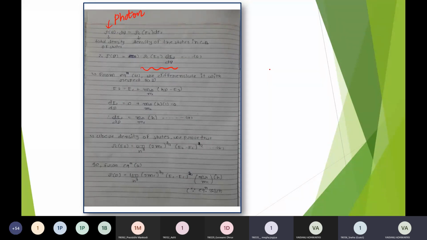Above density of states, we prove that rho c of E2 is equal to 4 pi by h cube into 2 mc raised to 3 by 2 into E2 minus Ec raised to 1 by 2. આ density of states માં આપણે prove કરેલું છે. From equation number 6, rho nu is equal to 4 pi by h cube into 2 mc raised to 3 by 2 into E2 minus Ec raised to 1 by 2, and dE2 by d nu ની વેલ્યુ આપણે ઉપર 7 નંબર ના ઇક્વેશન પરથી mr by mc into h. Next slide.